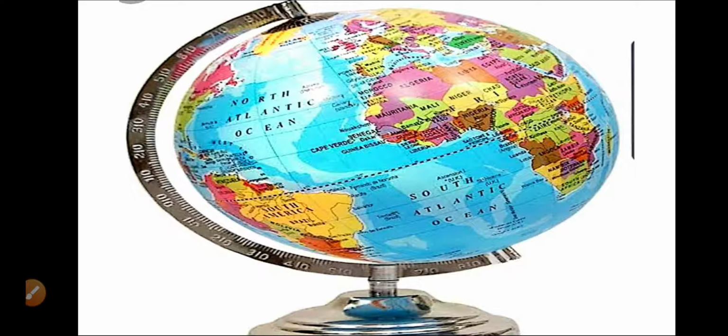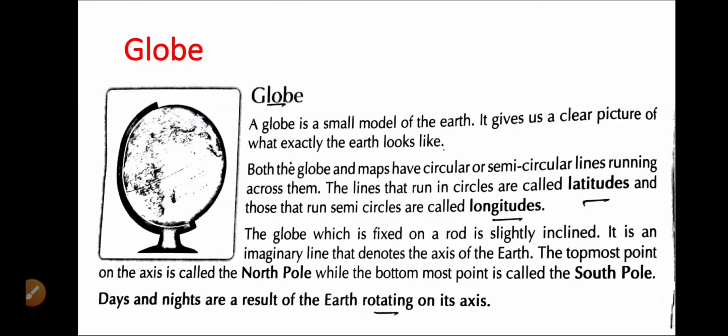It shows you a clear picture of how the earth looks, so that you can see the location of various oceans, continents, countries, and various places on our earth. Then both the globe and the maps have circular or semicircular lines running across them. The lines that run in circles are called latitudes.